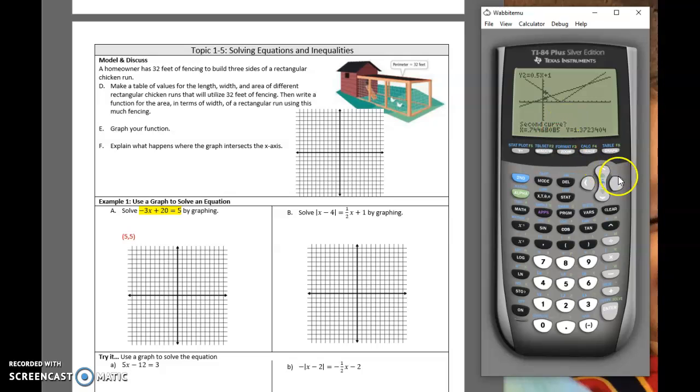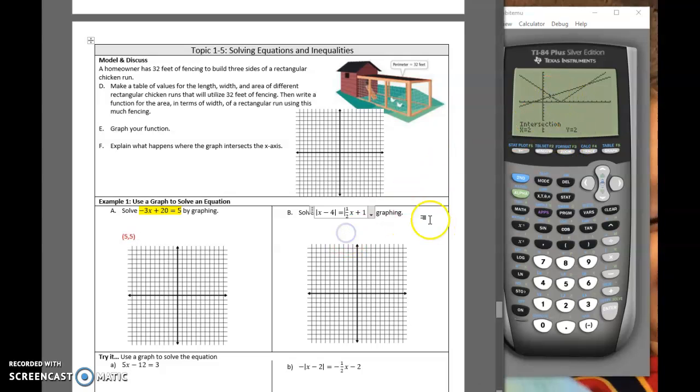And then second curve. So I want to be on the other side. And hit enter again. And yes, we do want it to guess it. And so our first intersection point is 2, 2.